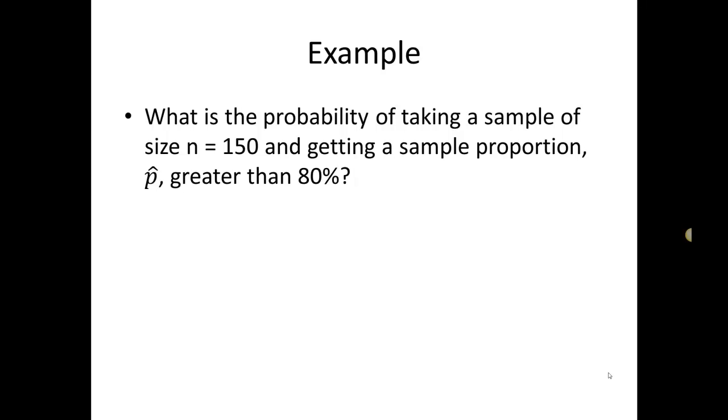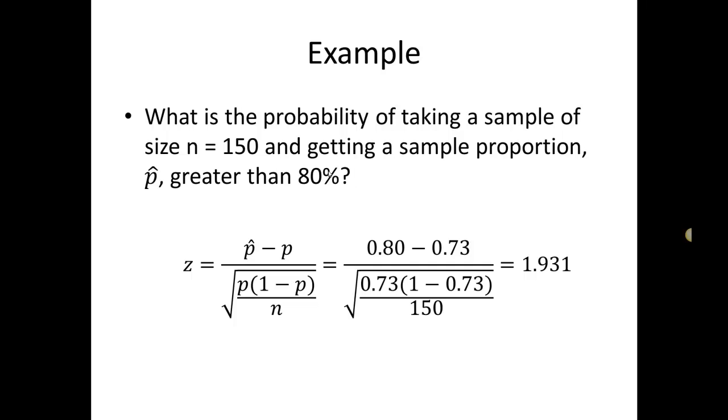So let's look at an example. What's the probability of taking a sample of size n equals 150 and getting a sample proportion p hat greater than 80%? So we're looking at greater than 80%. First thing we're going to do is calculate our z-score. The sample proportion we're interested in is 80%, so that goes in for p hat. This 0.73 was the value for p given to us in the problem on the previous page, and the 150 is our sample size, also given to us. If we plug all those numbers in, we end up with z equal to 1.931.